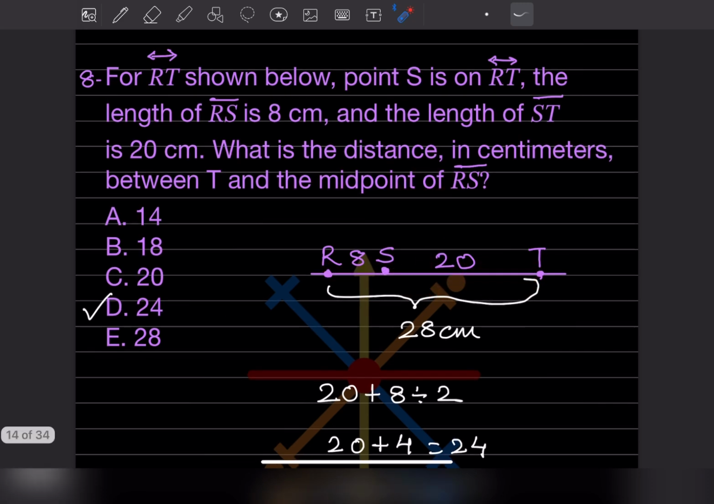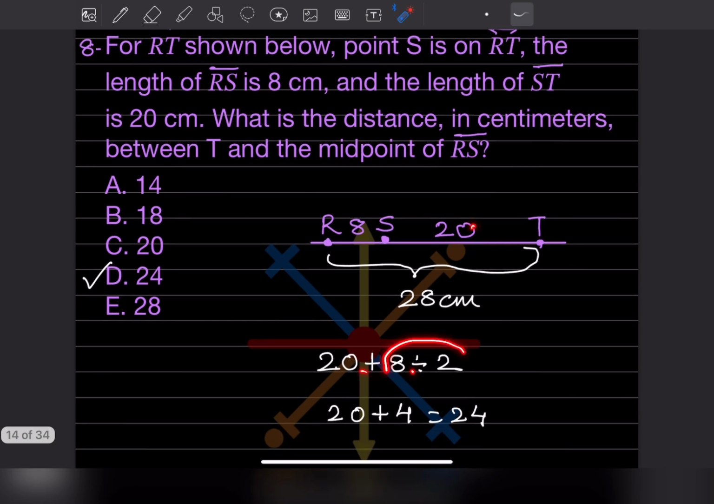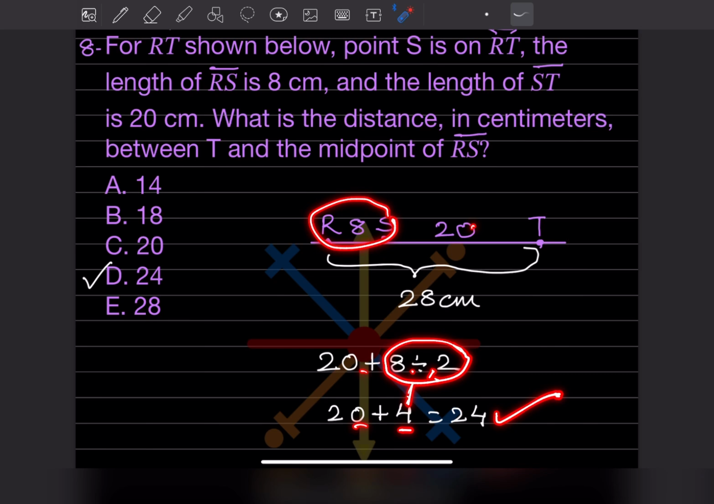Or the other way, we can write it as 20 plus 8 divided by 2. 8 divided by 2 is going to be 4. So 20 plus 4 is going to be 24. Anyways, you can do it. So the answer is 24.